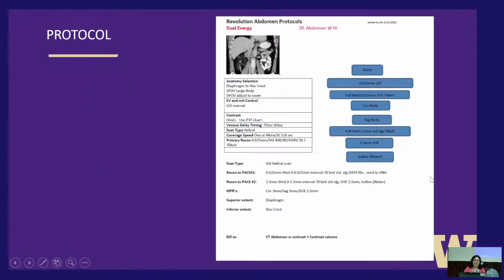What are some of the things as a physicist I would look at when I'm looking at this protocol sheet? I would look at the things that impact dose, right? The kV and mA control. This is a dual energy protocol, so everything is manual, GSI for GE. I would look at what my ASIR is set at, what my slice thicknesses are, and that's what my goal is. And what I do before the meeting is we use our dose monitoring system and look at what the doses are for all our protocols for that section.